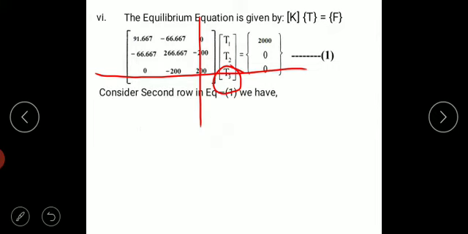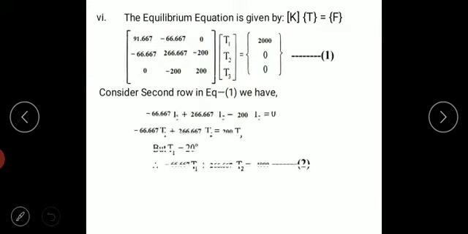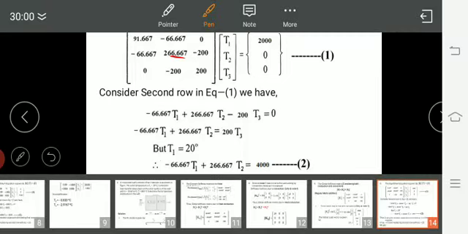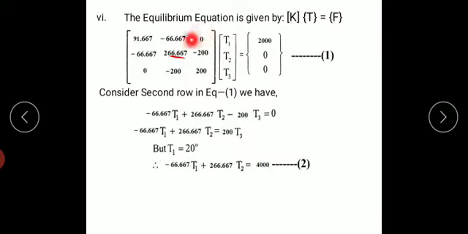Now what will I do? If I consider the first element, the T3 value will vanish. I can't consider the third row, so I am left with only the second row to consider. If I consider the second row, minus 66.667 T1 plus 266.667 T2 minus 200 into T3, where T3 value is 20. If I substitute, I get this value. Now I am going to eliminate.